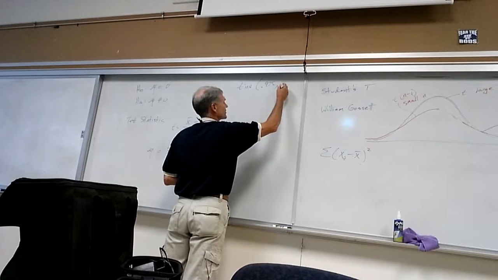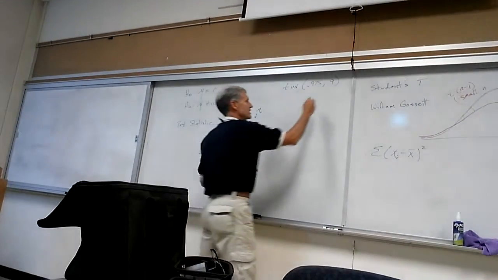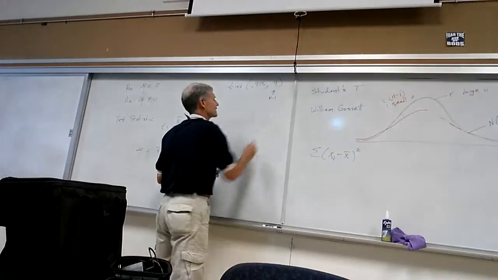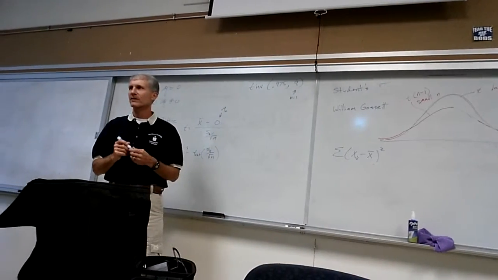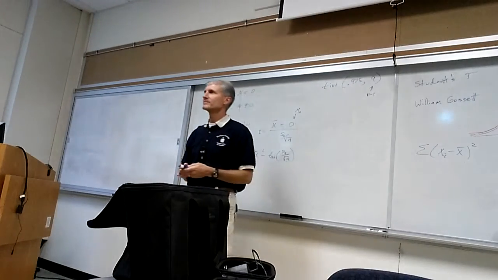Let's say we have a sample of size 10. We'd have 9 degrees of freedom. So this is n minus 1. Do that for me real quick on your calculator. And then we'll talk about why I use 975.